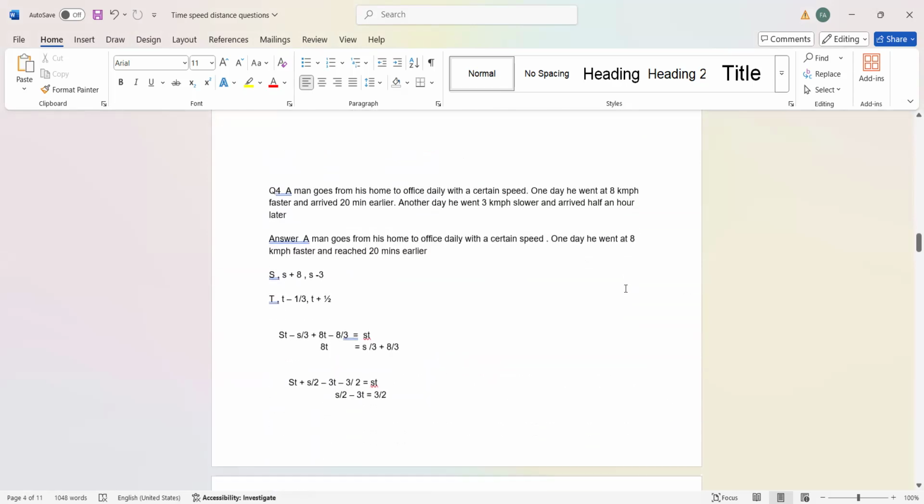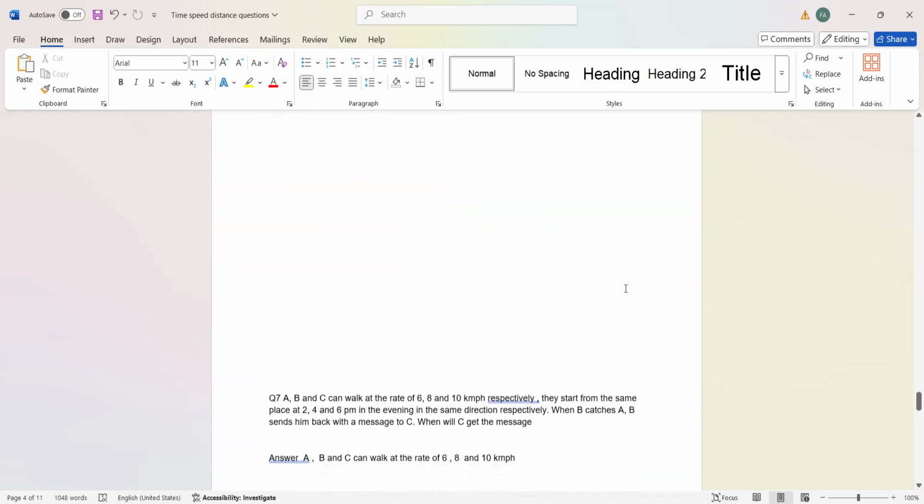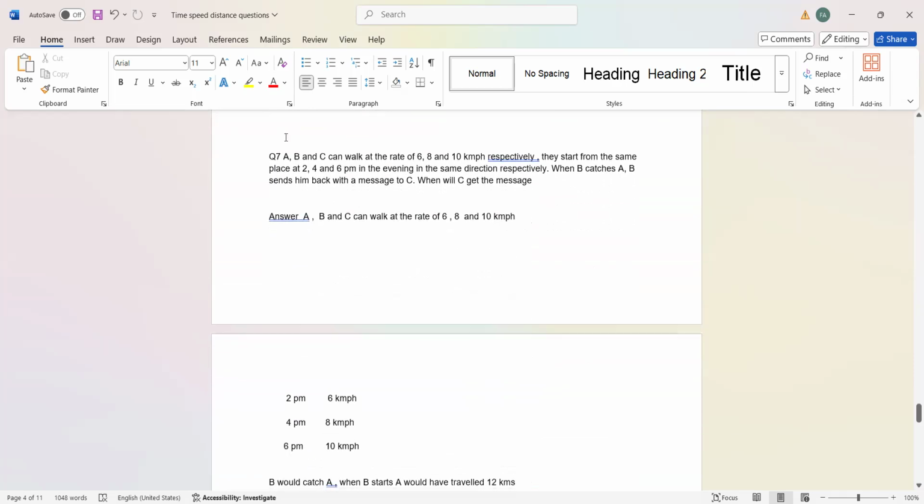Let's try this question. I have two questions which are on the idea of relative speed. So we'll try this question. This is question number 7. And the good thing about this question is that it is on relative speed where there are three people, A, B, C. So you will have to use the concept of relative speed in this scenario as well. Please read this question, take a moment, pause and solve it, and then I'm going to attempt it.